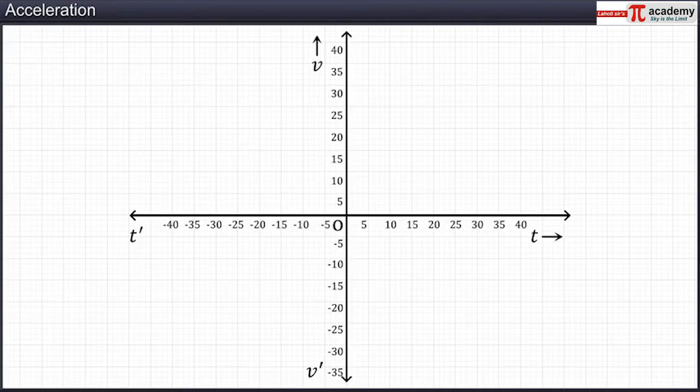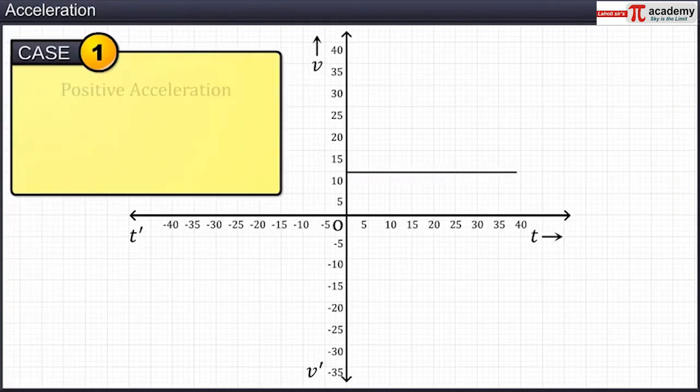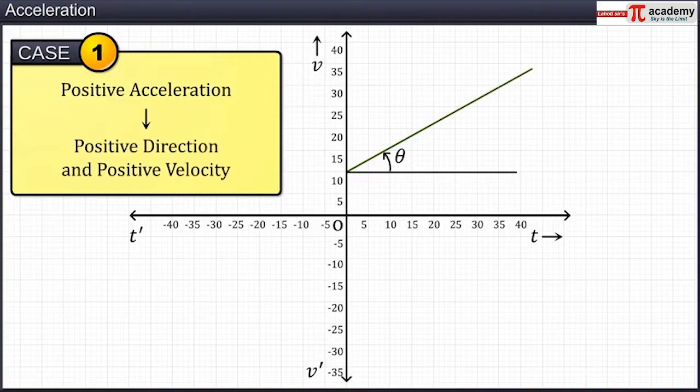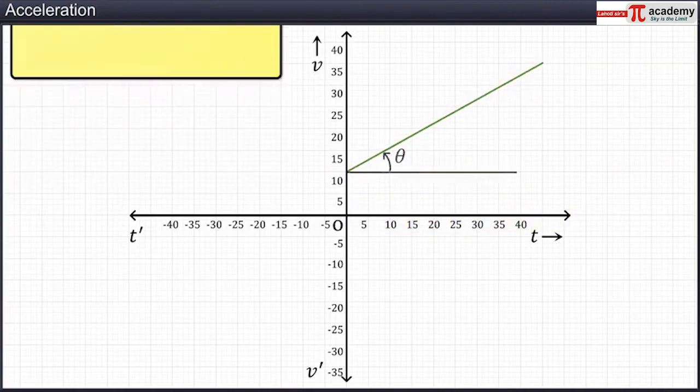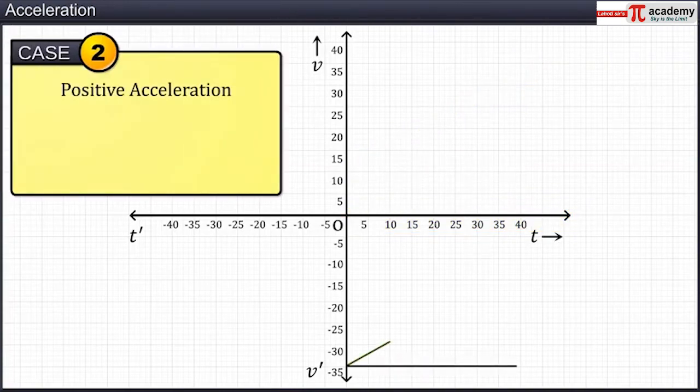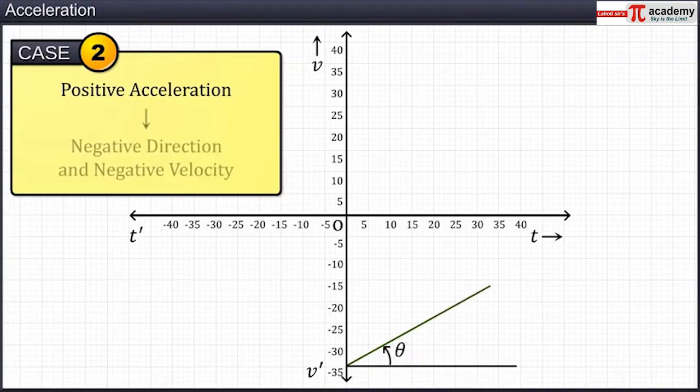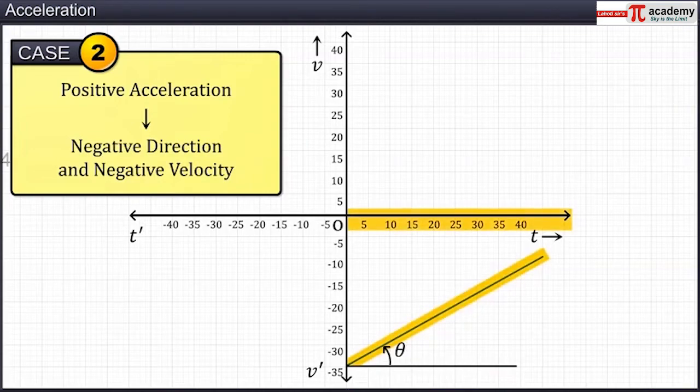Let us see what the v-t graphs for all 4 cases explained earlier look like. Body with positive acceleration, that is, positive direction and positive velocity. The graph is an inclined line above the x-axis with upward inclination. Body with positive acceleration, that is, negative direction and negative velocity. The graph is an inclined line below the x-axis with upward inclination.